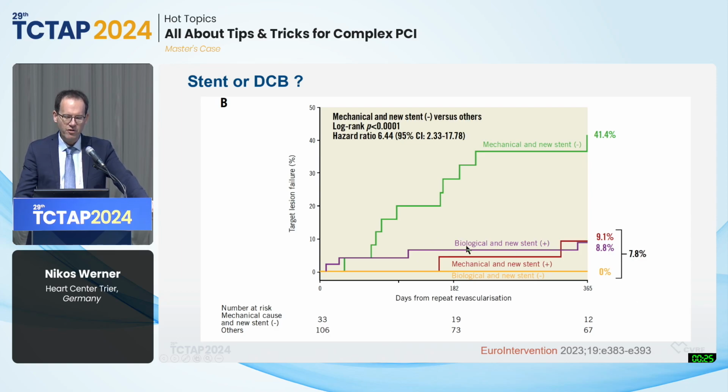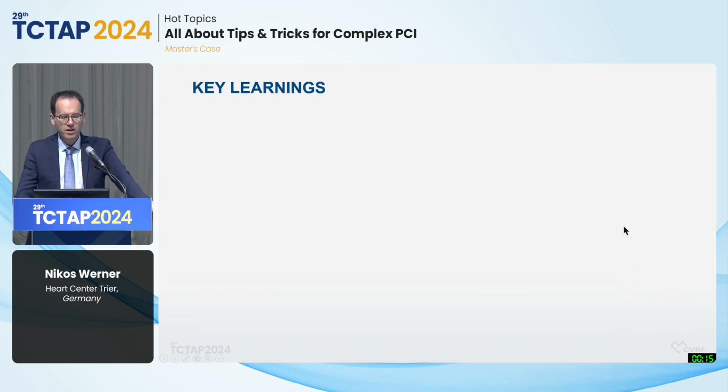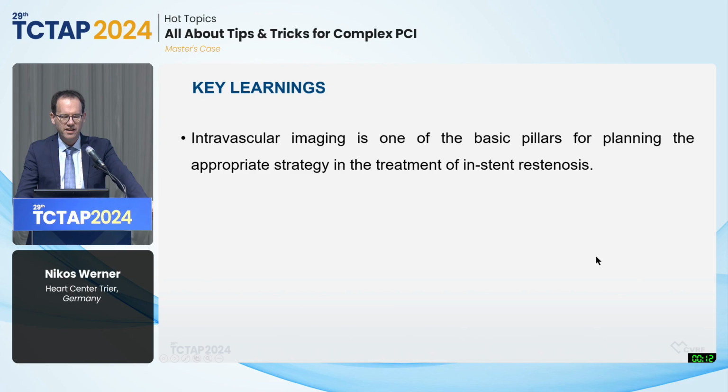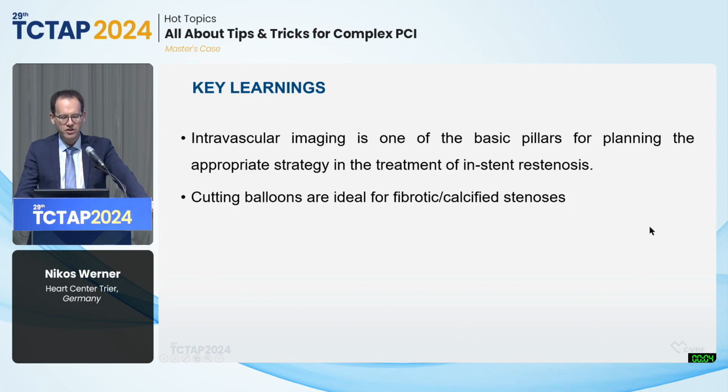It's different when you have a biological problem, so isolated neointima formation, well-expanded stent, for example, then the drug-coated balloon has definitely its advantage. So for us, the key learning is that intravascular imaging, especially in stent stenosis, is the basis for planning an appropriate strategy.